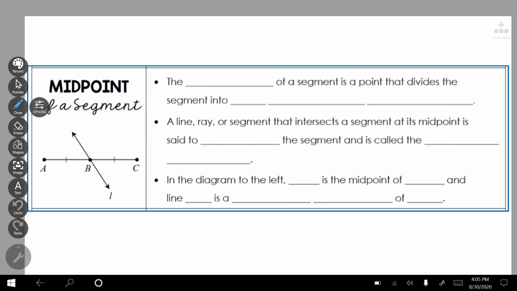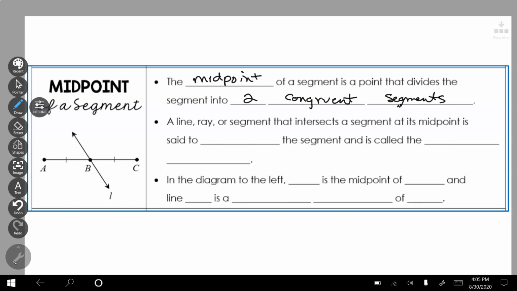Okay, I told you there's a lot of vocabulary in geometry, and here's another piece of vocabulary, a midpoint of a segment. So a midpoint of a segment is a point that divides the segment into two congruent segments.